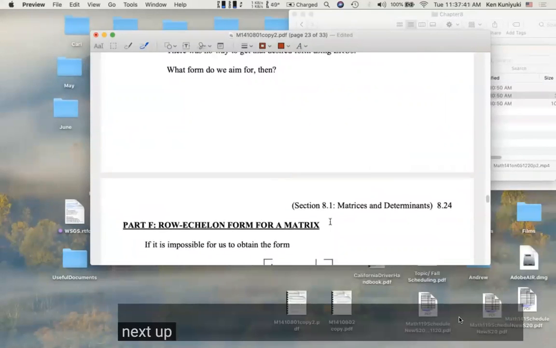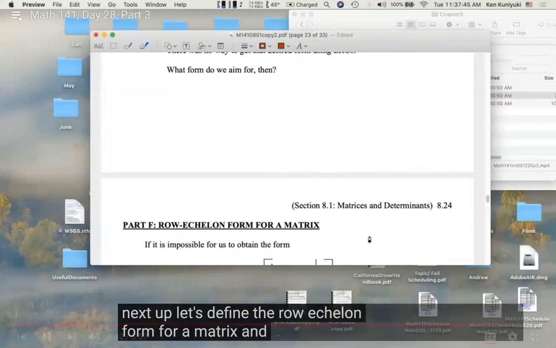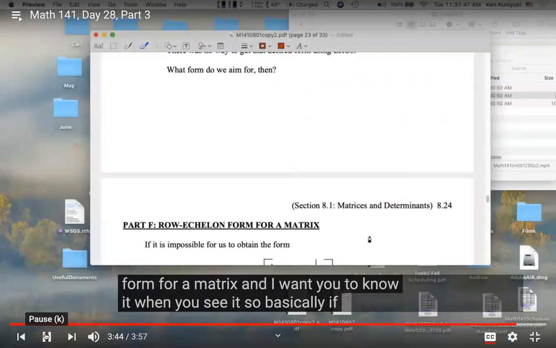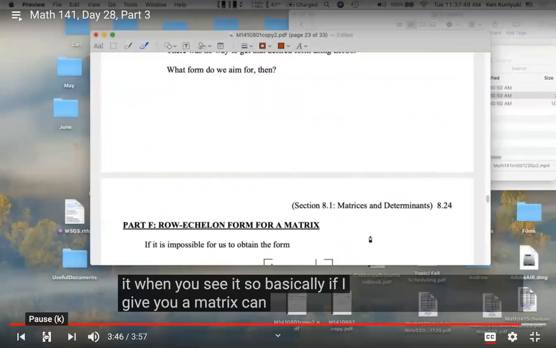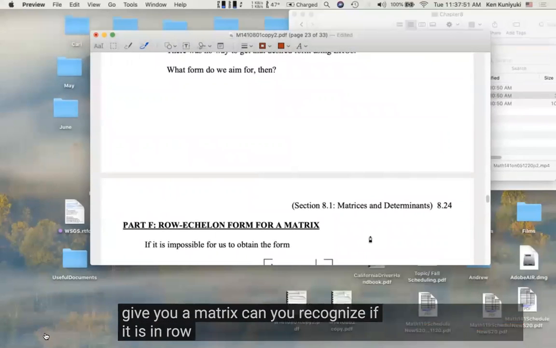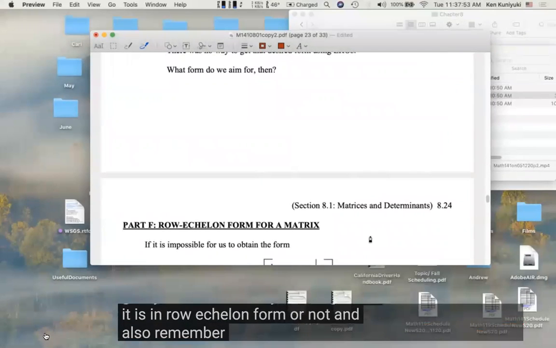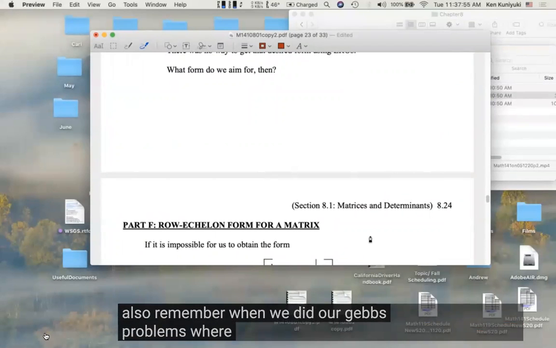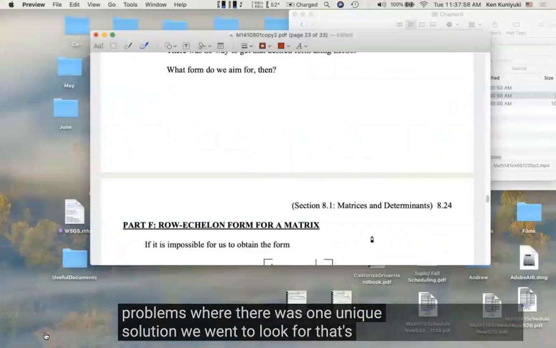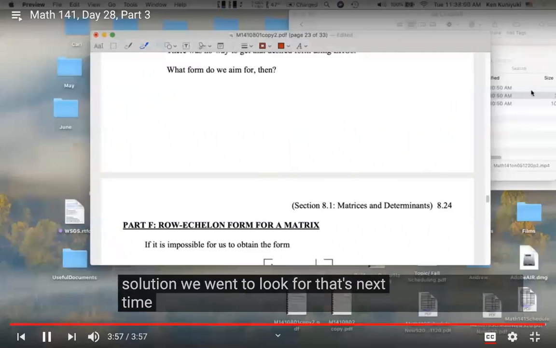Next up, let's define the row echelon form for a matrix, and I want you to know it when you see it. So basically, if I give you a matrix, can you recognize if it is in row echelon form or not? And also remember, when we did our Gibbs problems, where there was one unique solution, we went to row echelon form. That's next time. All right. Any questions? All right.